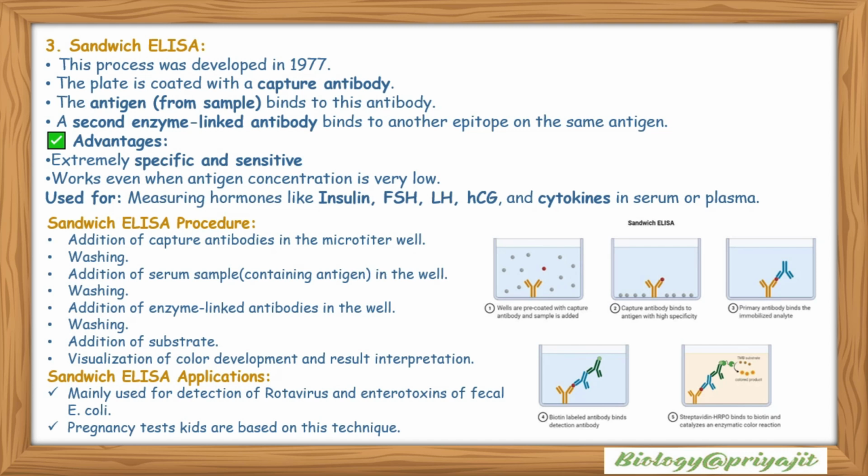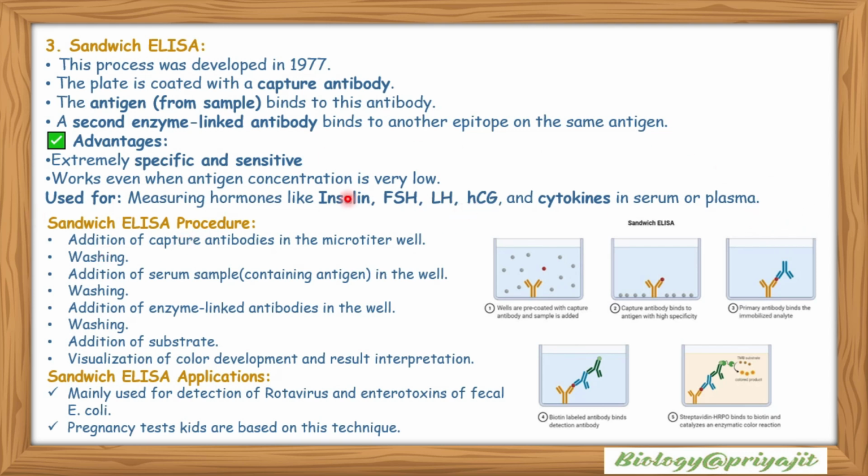In this sandwich ELISA, the plate is coated with a capture antibody and the antigen from the sample binds to this antibody. Then a second enzyme-linked antibody binds to another epitope on the same antigen. The advantages are that it is extremely specific and sensitive. It works even when antigen concentration is very low. Used for measuring hormones like insulin, FSH, LH, HCG and cytokines in serum or plasma.